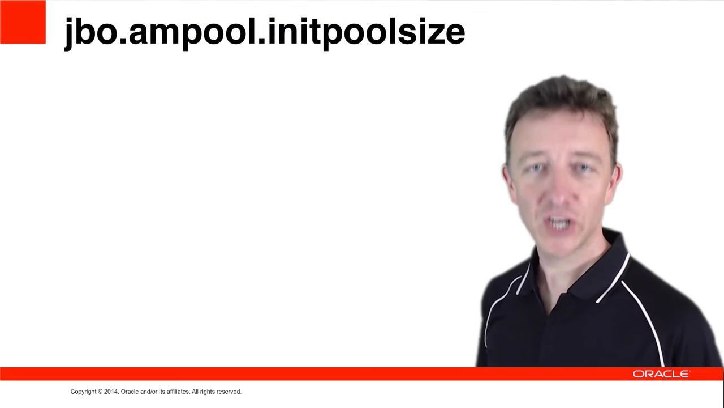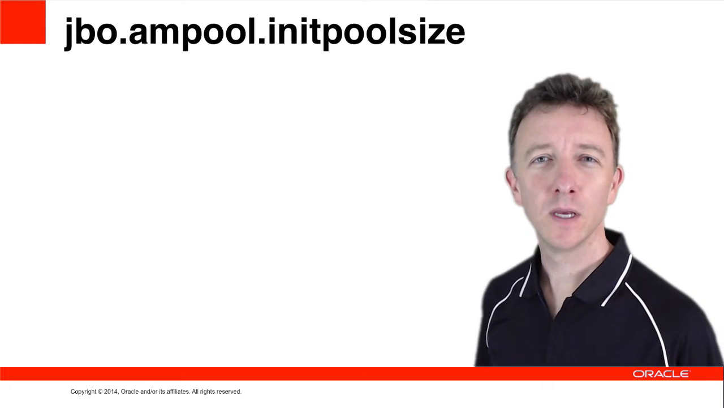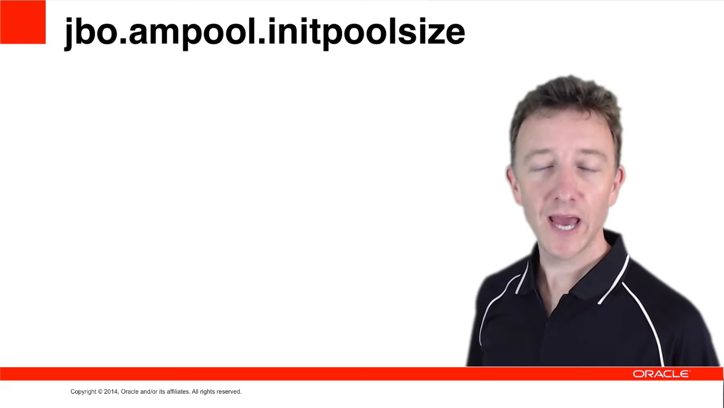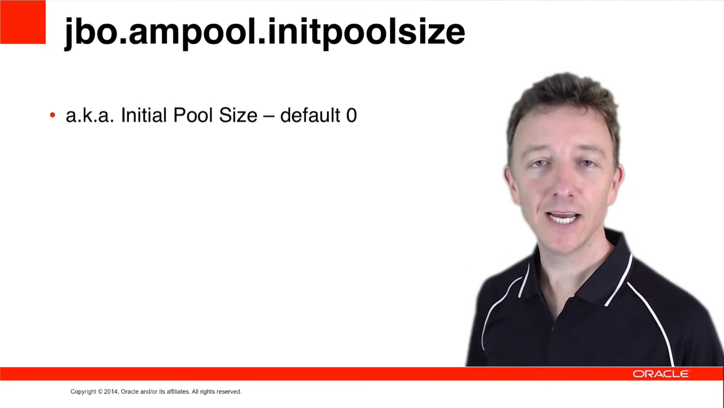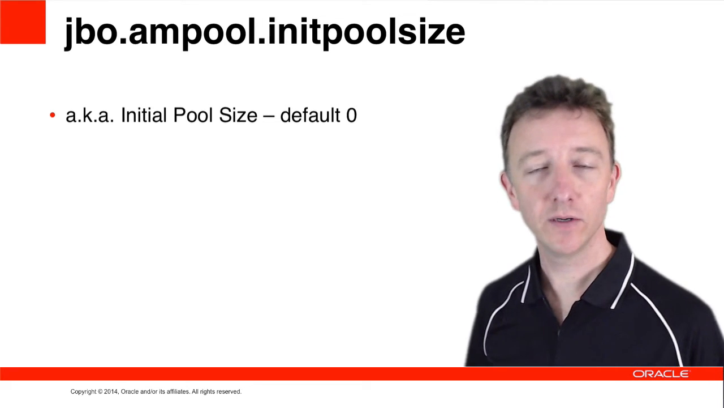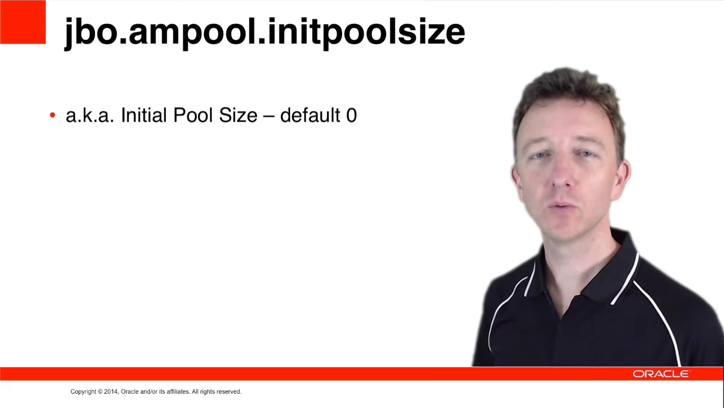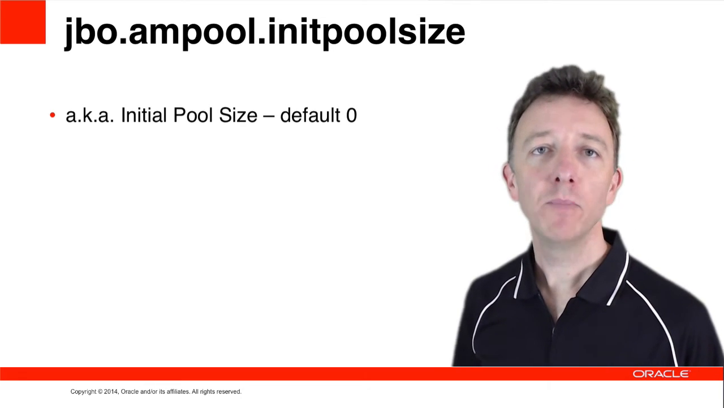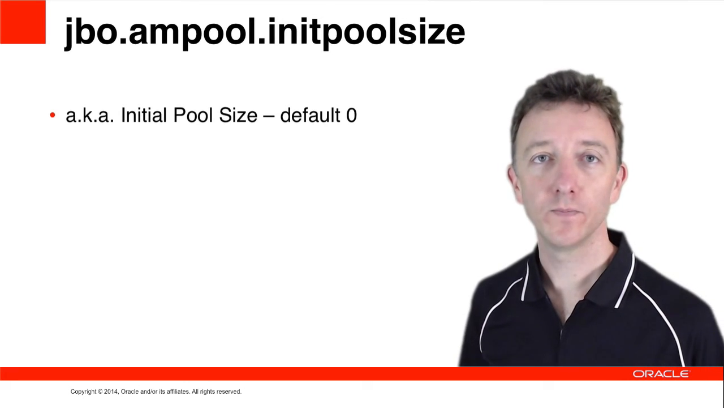Let's consider the jbo.ampool.initPoolSize parameter first. The minimum AMs the pool can have in it when starting is 0. Eventually we'll instantiate and start using application modules, but again the pool does start from 0. Now obviously the act of populating application modules will have an inherent cost, but it's also the act of instantiating the AMs will do too.